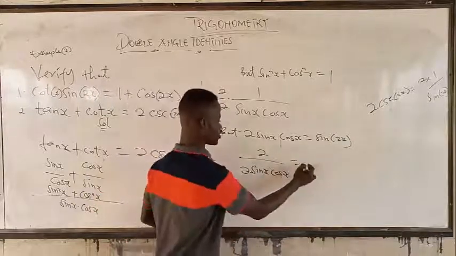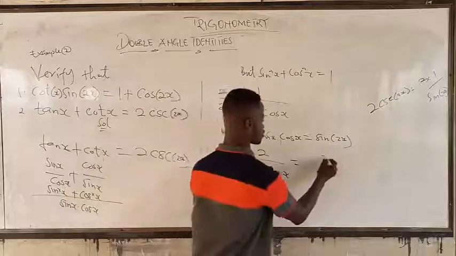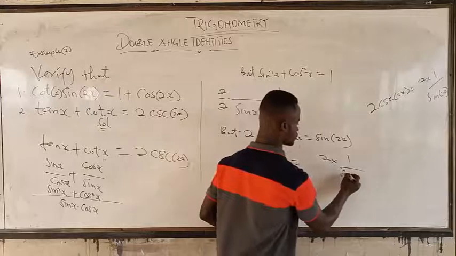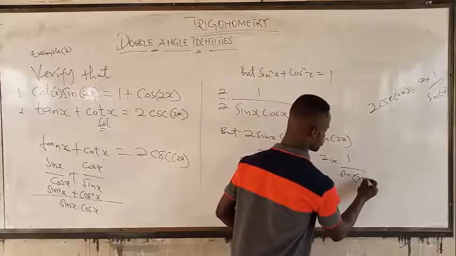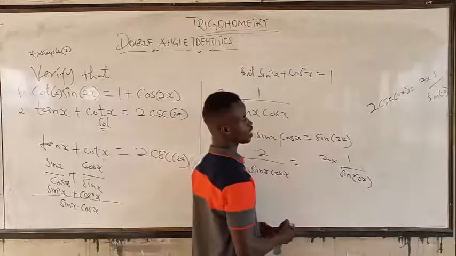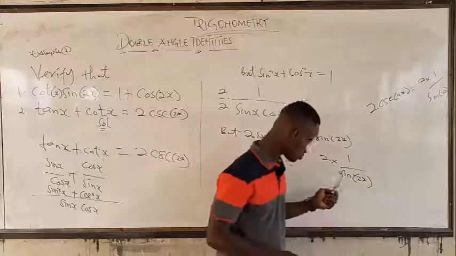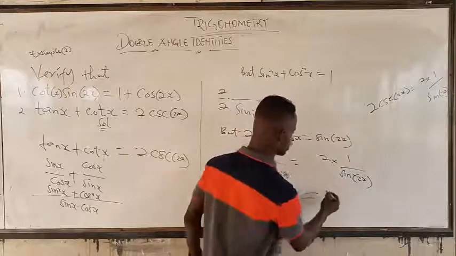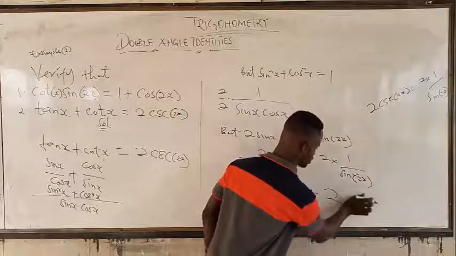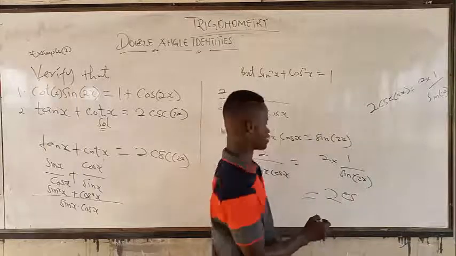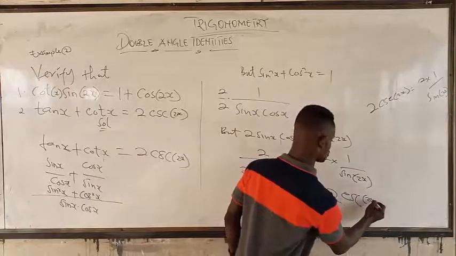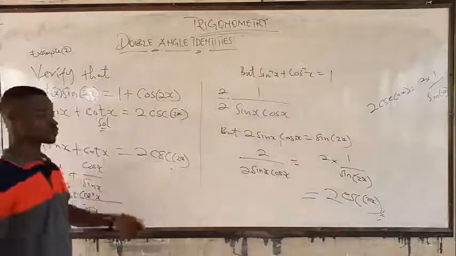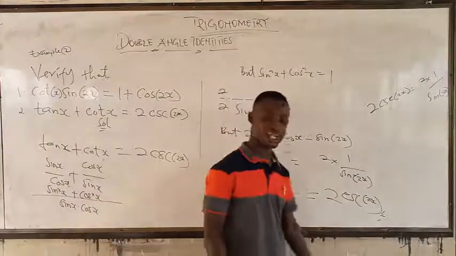Nice. And we can say that this is 2 times 1 over the whole of this, which will give you sine 2s. And that is exactly what is equal to this. So this is exactly 2 cosec 2s. Wow. And that is exactly what we have proved. I love it.